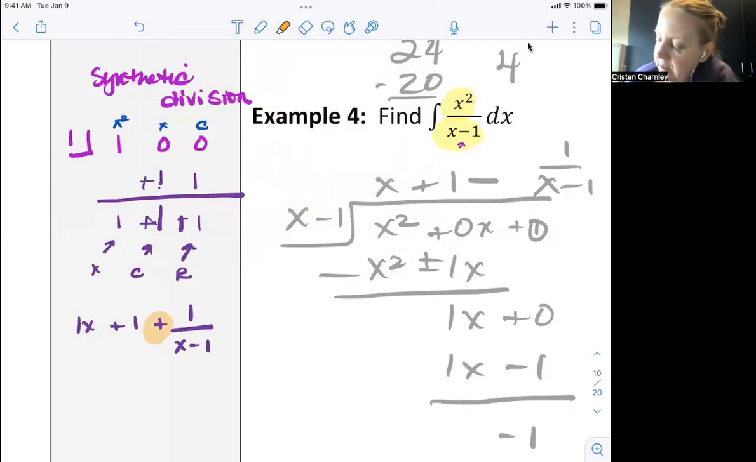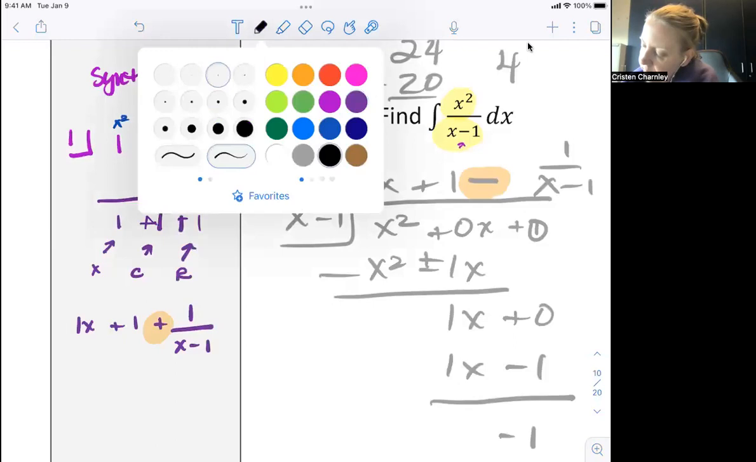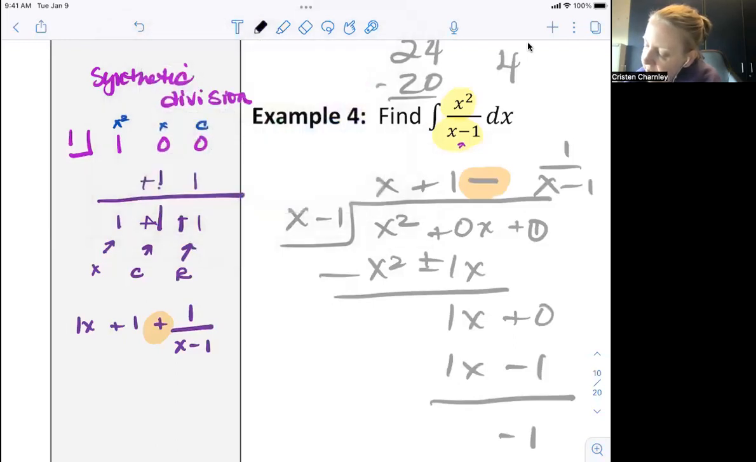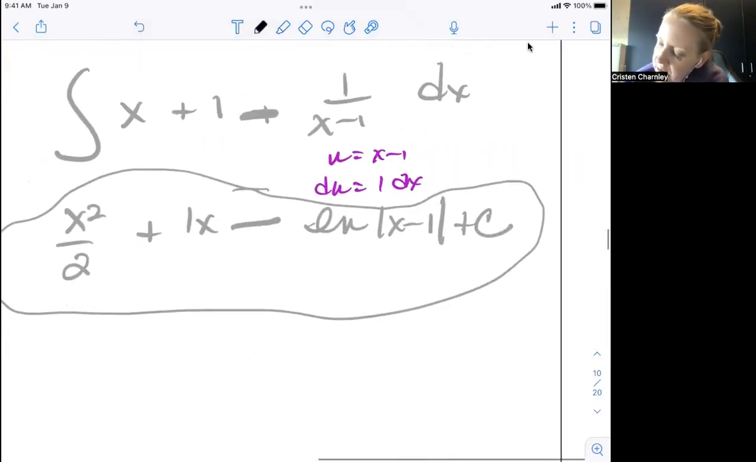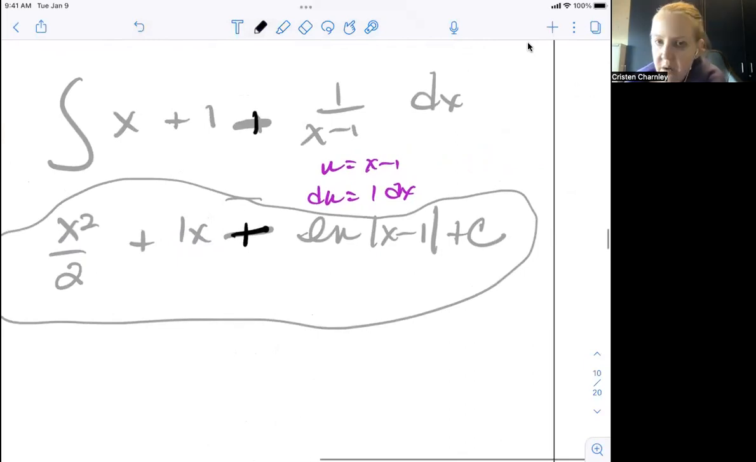This is a plus, this should be a plus over here. I made an error. Here it is in my last step. I had 1 times -1, which is -1, and then I have to switch the signs. So this should be a plus, which is going to change this to a plus. All right. There you go. Don't do that.